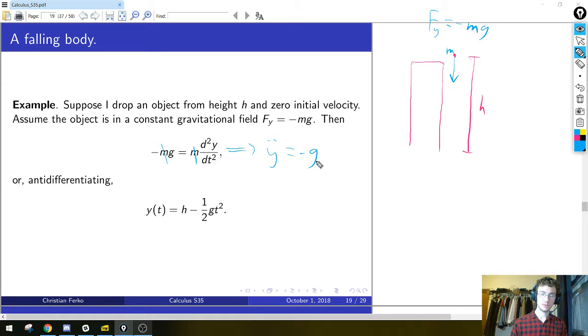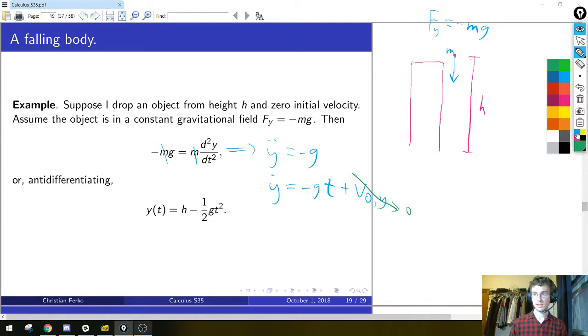Well, we know how to anti-differentiate, right? If you take two derivatives and you get a constant, I can undo one of those, so that means y dot, one derivative, is going to be minus gt, possibly plus a constant v0, by which I mean y velocity at time 0. But I'm saying we drop this with 0 initial velocity, so actually this thing goes away. This thing's nothing.